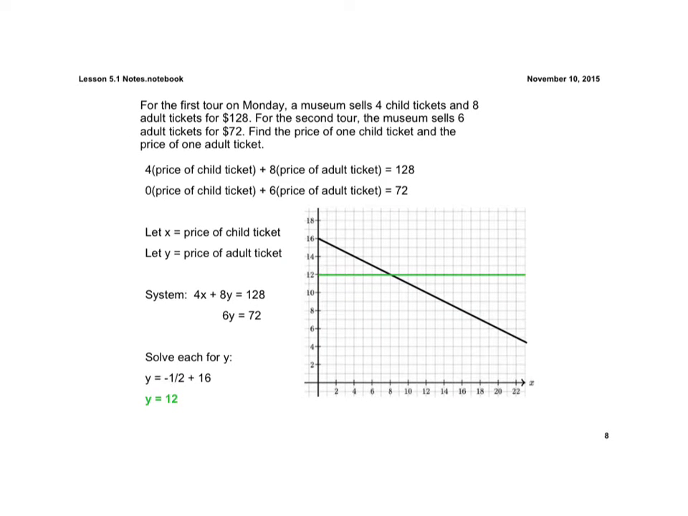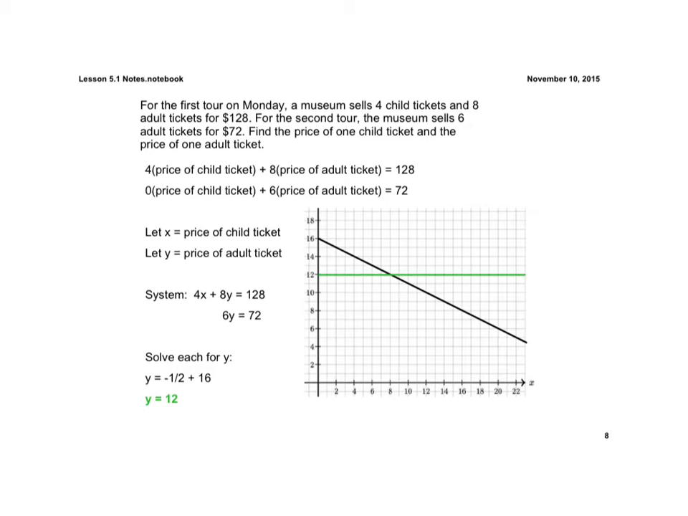If we look at an application problem here, it says, for the first tour on Monday, a museum sells 4 child tickets and 8 adult tickets for $128. For the second tour, the museum sells 6 adult tickets for $72. Excuse me. Find the price of 1 child ticket and the price of 1 adult ticket.